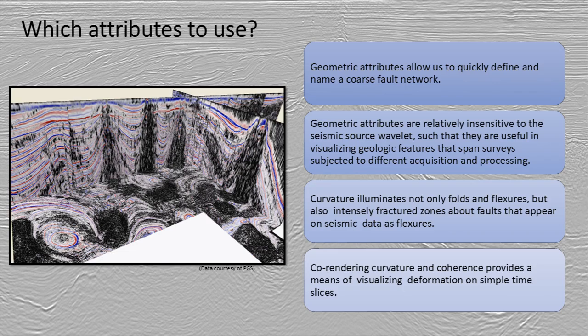You can also use curvature attributes to highlight folds, flexures, and the more fractured zones. And of course, co-rendering these geometric attributes is a pretty essential tool for visualizing.